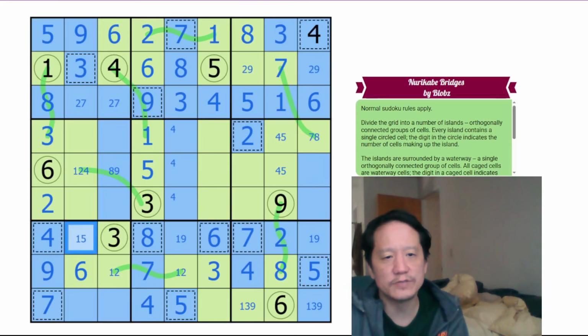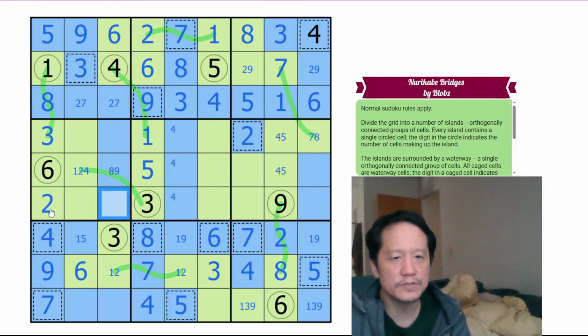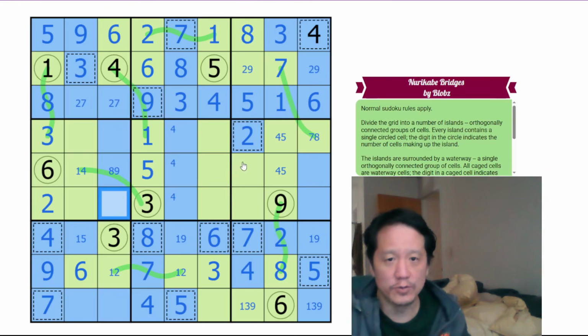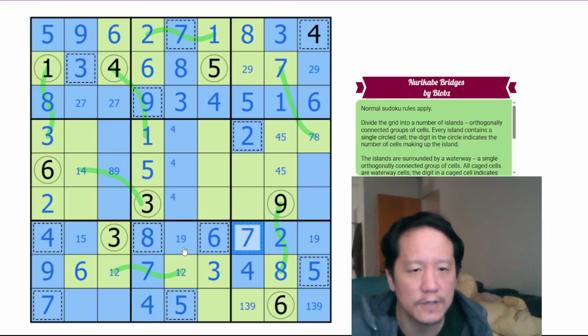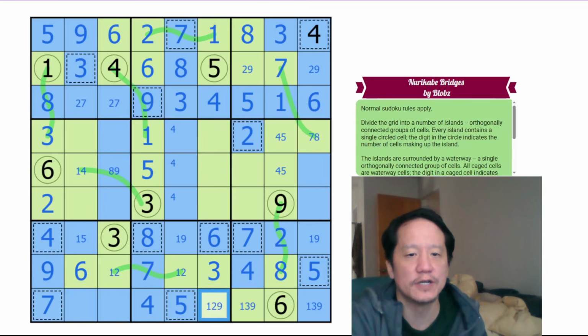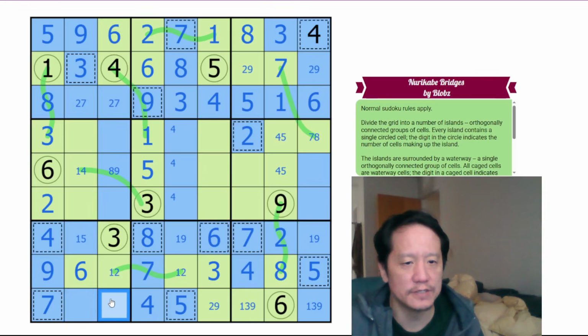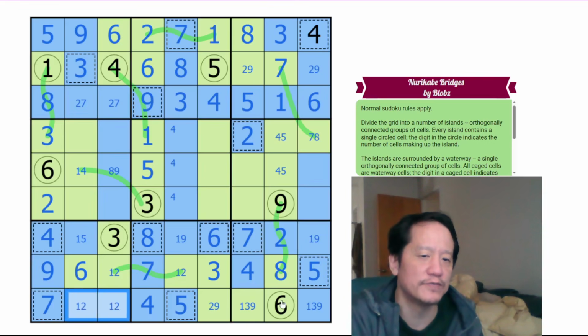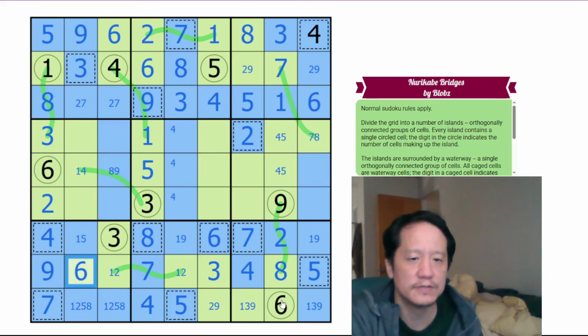This can't be 9 because of 9 in the box. This can't be 2 because of 2 in the box. And now the rest we do from normal Sudoku. Remaining digits of this cell is 1, 2, or 9. Cannot be 1 because of 1 in the column. Remaining digits in this lower left-hand box are 1, 2, 5, 8.